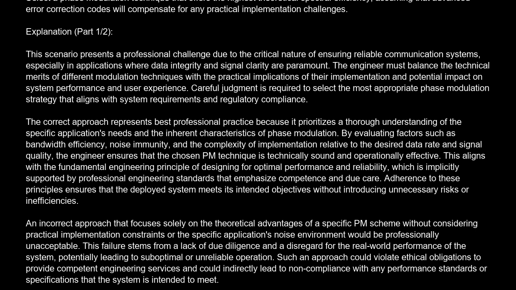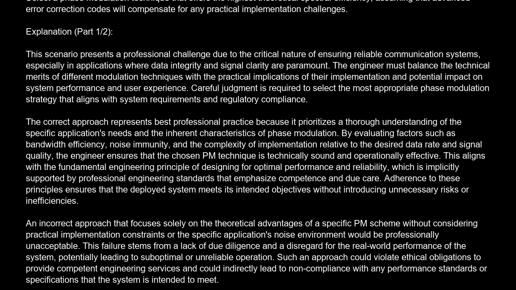This aligns with the fundamental engineering principle of designing for optimal performance and reliability, which is implicitly supported by professional engineering standards that emphasize competence and due care. Adherence to these principles ensures that the deployed system meets its intended objectives without introducing unnecessary risks or inefficiencies.